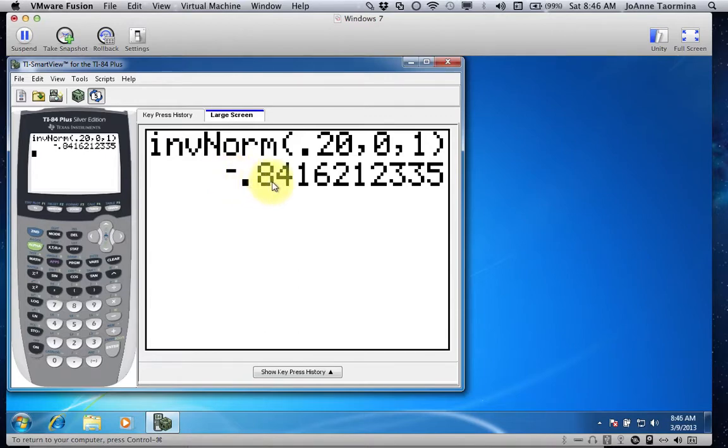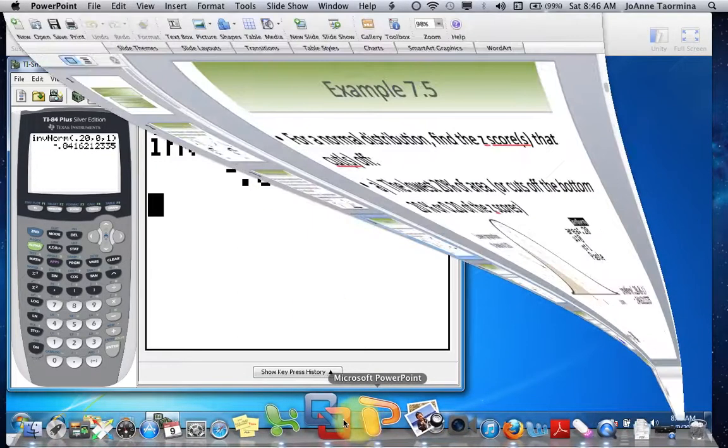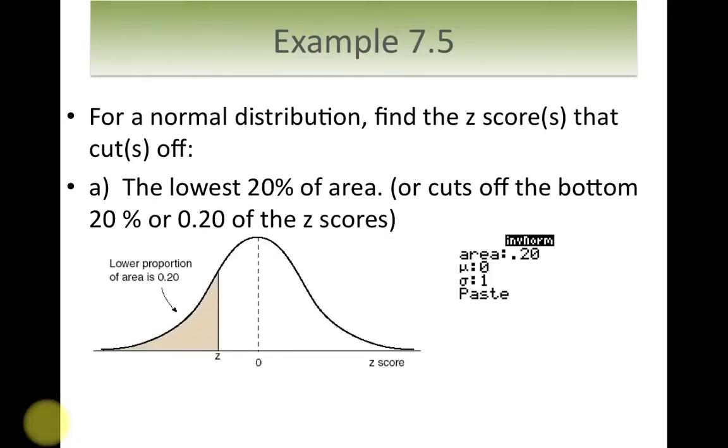Now that should make sense to you. The reason why we get a negative z-score is because we're dealing with a z-score that's on the left side of 0. So let's take a look at our picture again. Knowing that 0 is here, and anything to the left of 0 has a negative z-score, and the z we're trying to find is here, it should make sense to you that z came out to be negative 0.84.